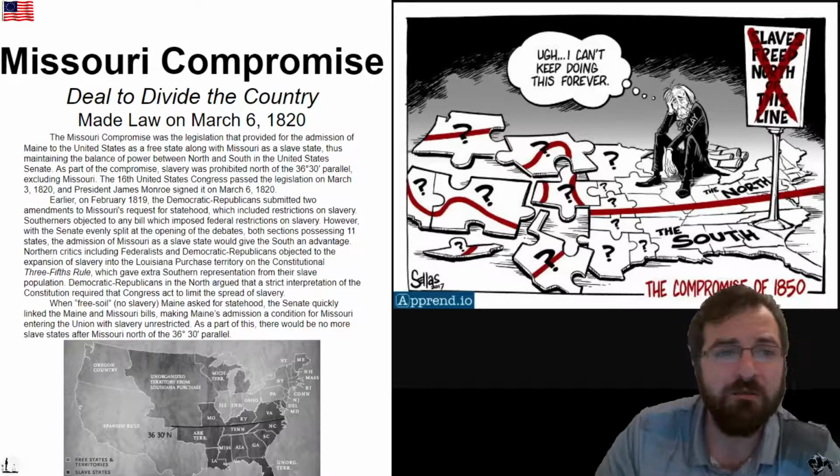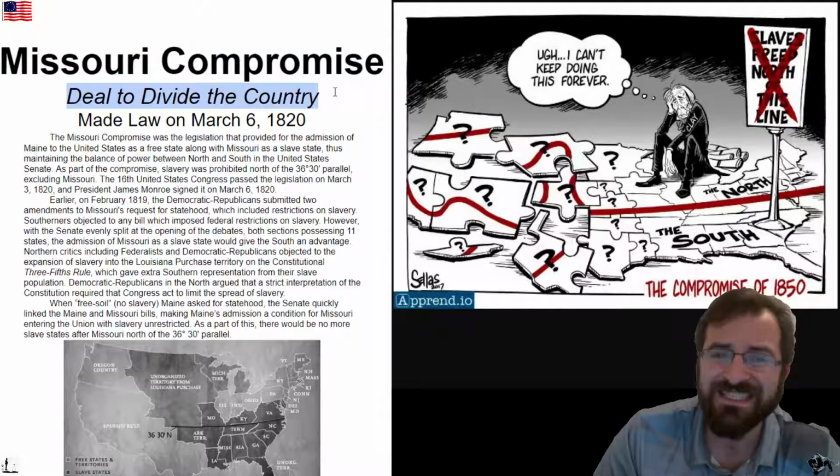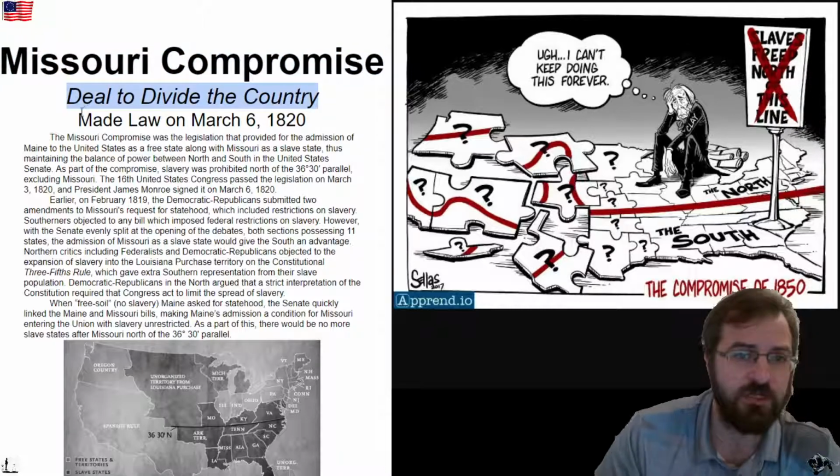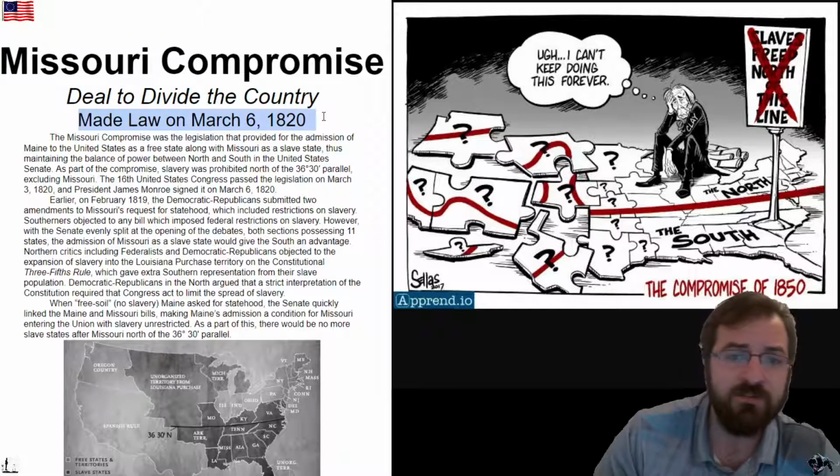While we read about the Missouri Compromise. The Missouri Compromise was the deal to divide the country. What makes sense of that? It was made law on March 6th of 1820.